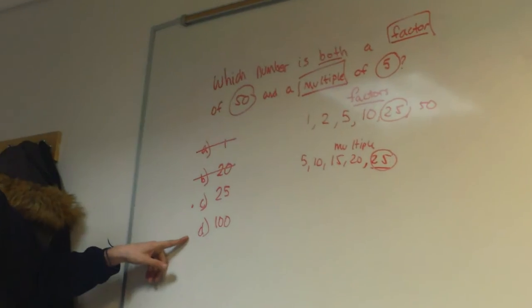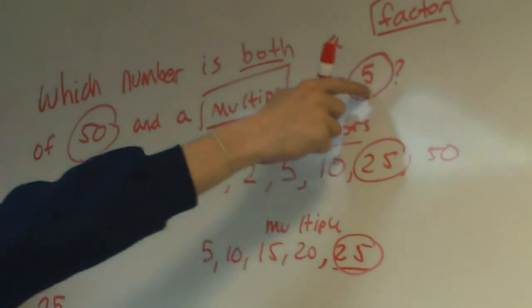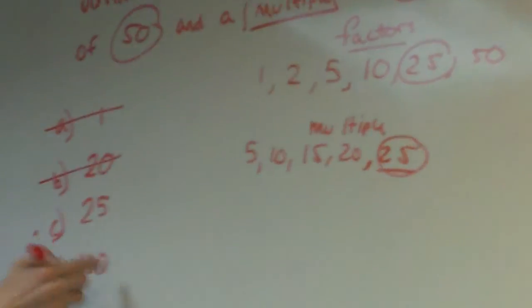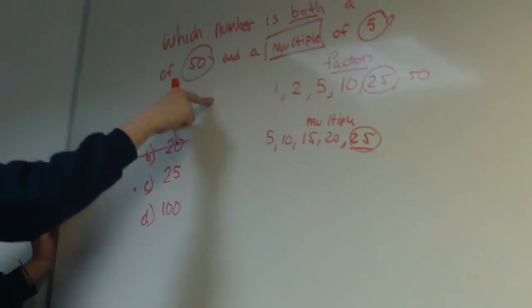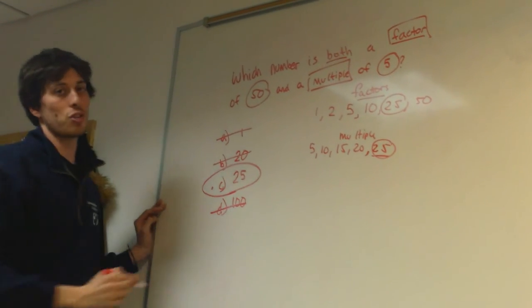What about 100? I actually do know that 5 goes into 100, so 100 is a multiple of 5, but it is not a factor. 100 is actually a multiple of 50 as well, not a factor of 50, so the only correct answer is 25.